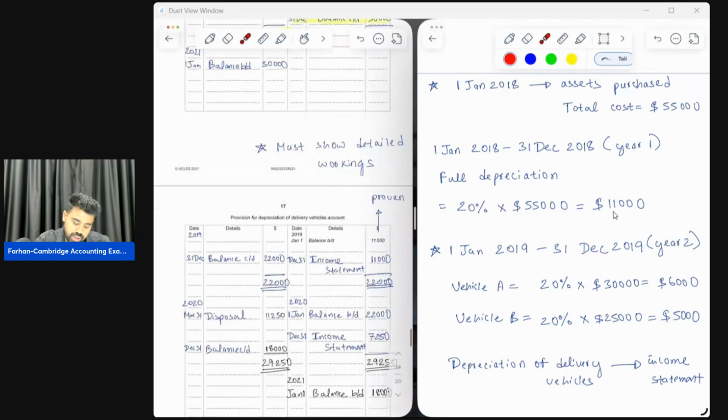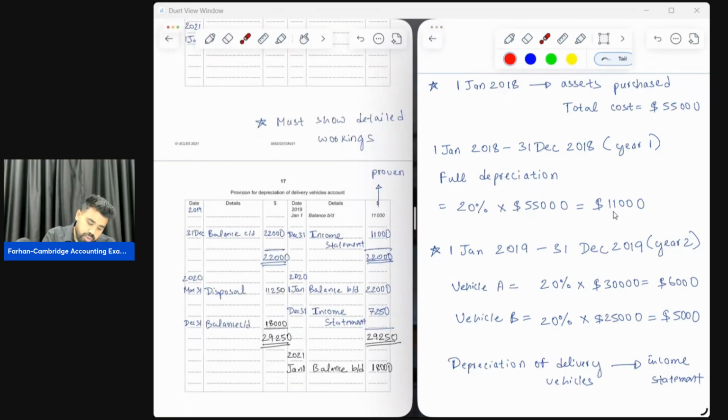So this is the balance that they have already provided us at the beginning on 1 Jan 2019, balance brought down of $11,000, which is the total depreciation at end of 31 December 2018, which we have just proved. Now, why is this recorded on the credit side? Provision for depreciation on motor vehicles is a contra asset account. And contra asset accounts are mainly prepared to reflect the reduction for a relevant non-current asset account, and the relevant non-current asset account in this case is obviously the delivery vehicles account.